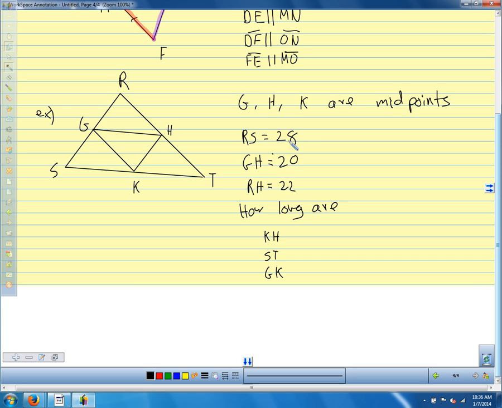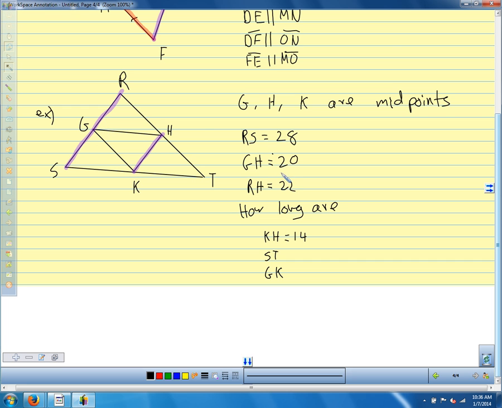So let's start off with this. RS is 28. So let's highlight again. RS is 28. So which mid-segment is going to be related to segment RS? KH. Okay, so that's our first question. So if RS is 28, how long is KH going to be? 14. It's half as long. Because these are midpoints, this segment is half as long as that segment.